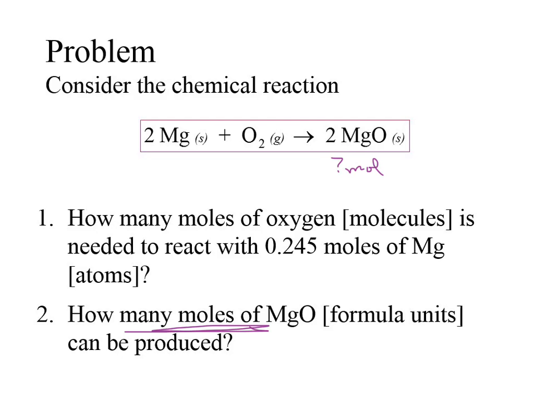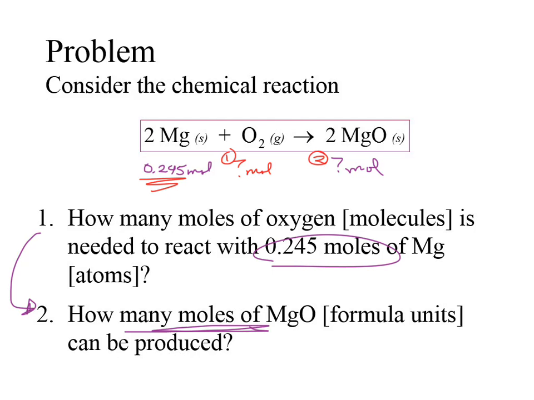Now, number 2 kind of follows number 1. So we are assuming then still with regard to magnesium, we have 0.245 moles of magnesium. It's not the best written problem in the world, but that's okay. So in other words, we know this amount, and in problem number 1, we're after moles of O2. In problem number 2, we're after moles of MgO. That's it. All right. So let's knock those two out.